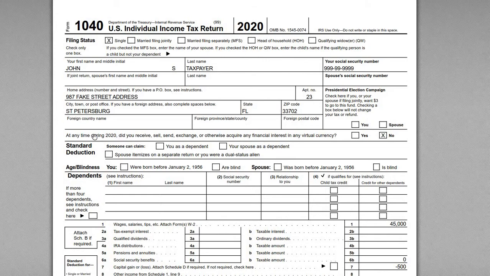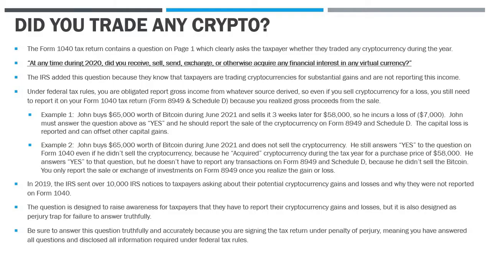And right underneath the address here, one of the first questions you see, at any time during 2020, did you receive, sell, send, exchange, or otherwise acquire any financial interest in any virtual currency? You must answer this, right? Either yes or no. So why does the IRS have that in there?